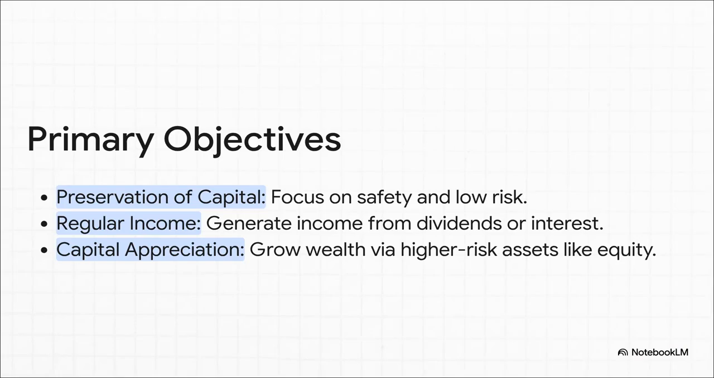So when it comes to what an investor actually wants, it usually boils down to one of three things. First, are they focused on preservation of capital? This is someone who's basically saying, rule number 1, don't lose my money. Think about retirees, or maybe someone saving for a down payment. Second, is the goal regular income? This investor needs their portfolio to spin off cash, maybe to help pay the bills.